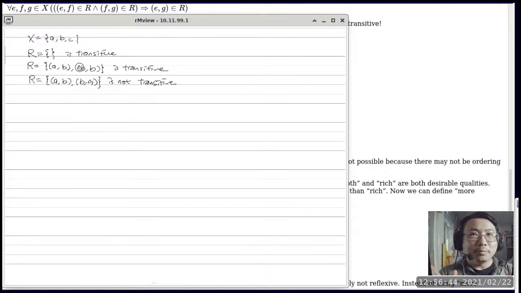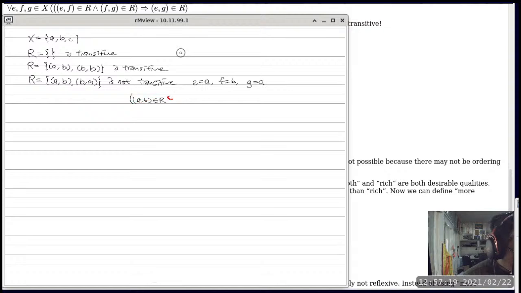Well, we can now specify values of E, F, and G so that the expression in the notes here is false. This one is actually pretty easy to show. In order to show this R is not transitive, think about what happens when E equals A, F equals B, and G equals A again. In that case, what do we have? We have AB in R. That's one side of the conjunction, and the other side of the conjunction we have BA in R, and then the entire conjunction implies that we have AA in R. So this is what happens when E is A, F is B, and G is A again.